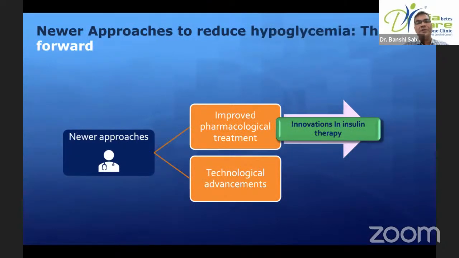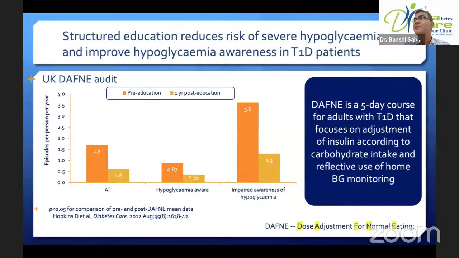The newer approach to reduce hypoglycemia is improving pharmacological treatment, technological advancement, and innovation in insulin therapy. Structured education reduces the risk of severe hypoglycemia and improves hypoglycemia awareness in type 2 diabetes. It is the UK DAFNE audit, which shows patients pre-education and post-education, where they tried to find out both hypoglycemia awareness and impaired awareness of hypoglycemia. DAFNE is a 5-day course for adults with type 1 diabetes that focuses on adjustment of insulin according to carbohydrate intake and a reflective use of home blood glucose monitoring.